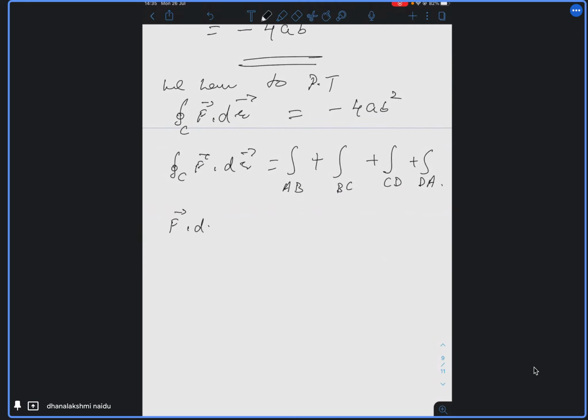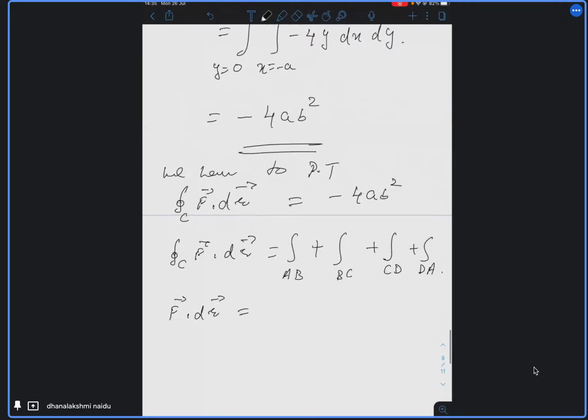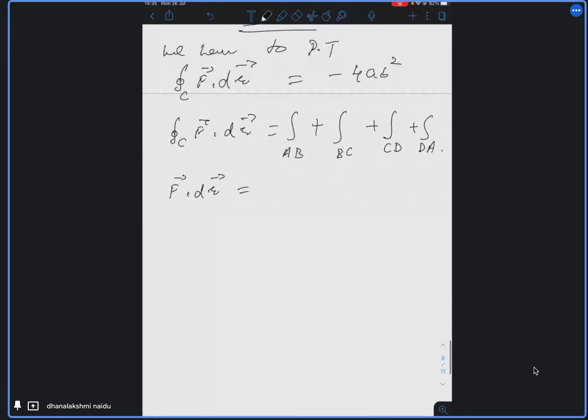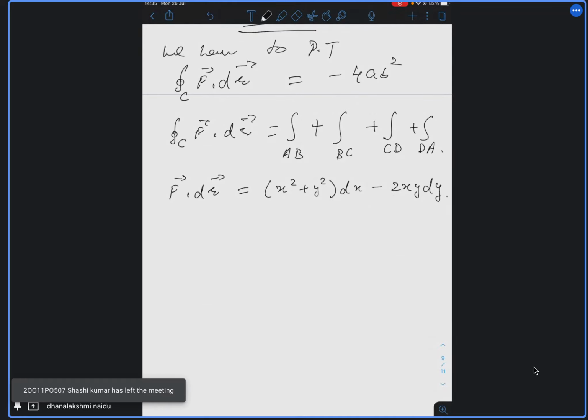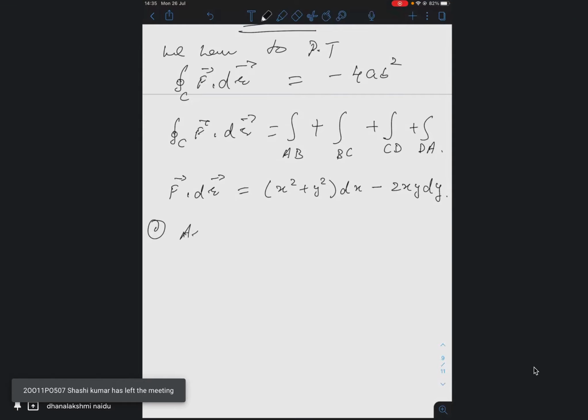So you will require your f bar dot dr bar also. So f bar dot dr bar is nothing but, what is your f? It is x square plus y square i minus 2xy j. So when you take, you will get x square plus y square dx minus 2xy dy. Is this what you are going to get? F bar dot dr bar.